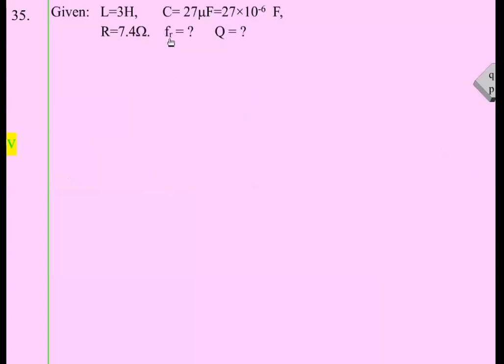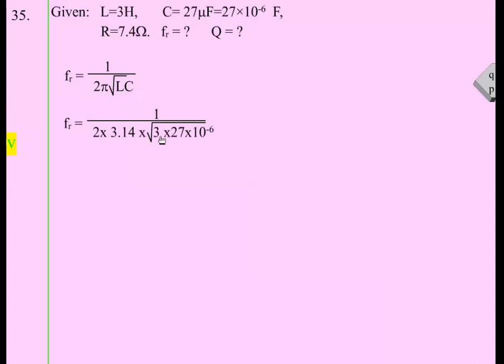Here we know f is equal to 1 over 2 pi root LC. This is the formula for resonant frequency. Substitute values for L and C. We get 3 into 27 into 10 to the power of minus 6. This can be calculated by using a simple calculator. f_R comes to this much. So f_R is equal to 17.68 Hz.